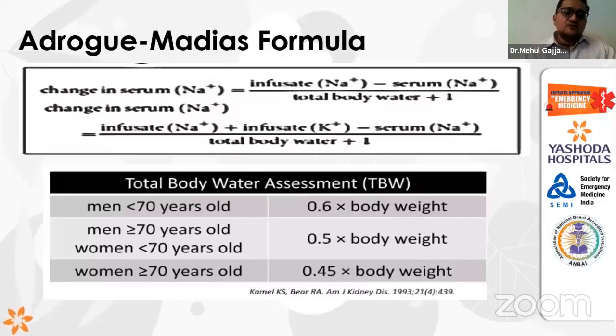Suppose there is a male who has a weight of 60 and the age is 45. The total body water would be 3.6 liters. Now for 3.6 liters, if you want to correct the serum sodium level by 10, it would be around 600. So it will require at least 600 milligrams per liter. So you gradually correct that.